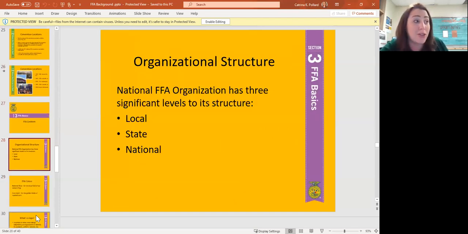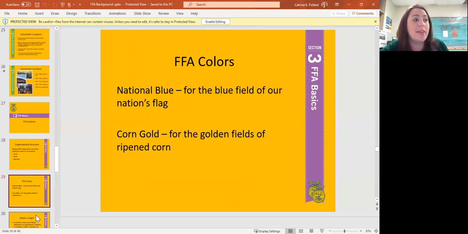All right, going back through the emblems. So we have 3 structures in FFA, or like levels, I guess. You have our local level, which is like Eastside FFA. And you have state, which is Georgia FFA, and then you have the national level. So we talked about that a little bit yesterday. Just as a reminder, the FFA colors on the test: national blue to represent the nation. It's the same color blue as the American flag, and corn gold, because we know that corn can be grown in all 50 states.